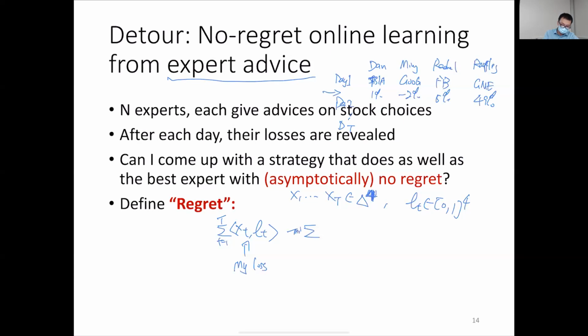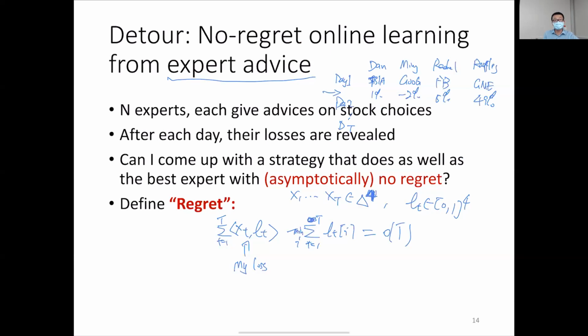So this means that the best individual expert, in hindsight after T steps, I look at the track record. It turns out that Raffles performs the best, right? So then this is saying that I want my regret to be little o of T.